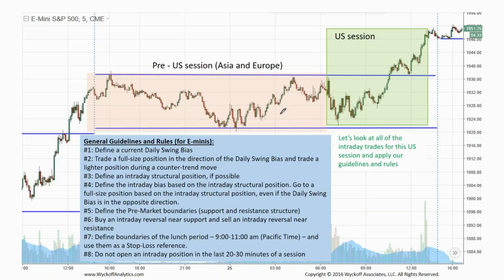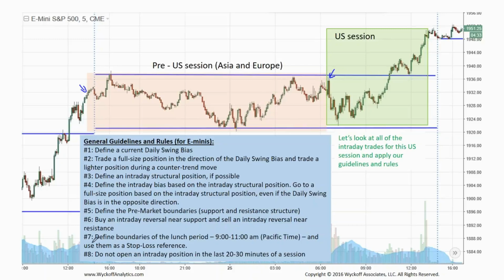So what I'd like to do, again, is define the pre-market, so pre-US session, and I have this in this pink transparent box here. This was the close of the previous day. This is the open of the next day. So everything in between I want to look at, and I want to identify the range for this action that we have before the US market. So that's the first thing that I usually do.